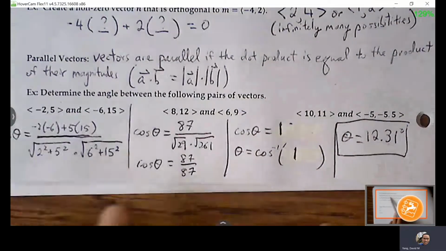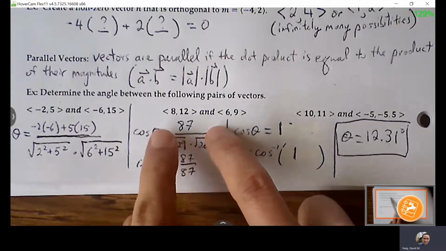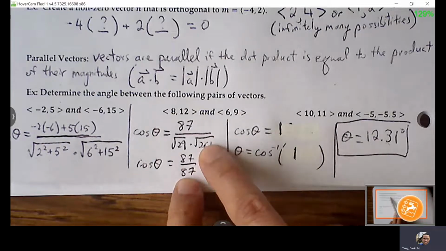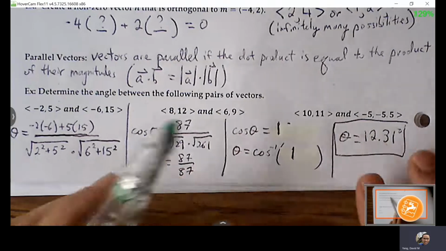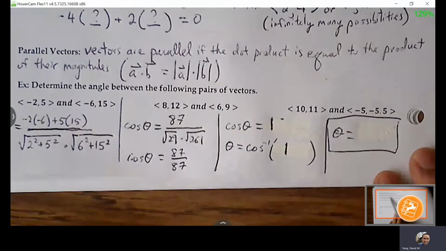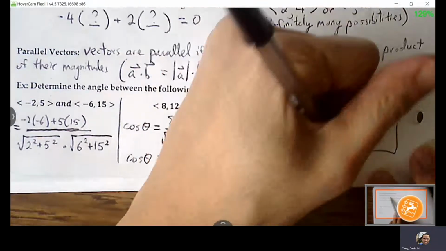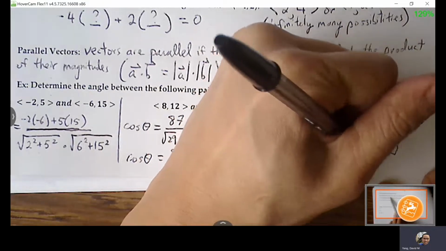Okay, so this tells us, this is an example of parallel vectors. You see how the numerator and denominator end up being the same number? That indicates that we're going to get a 0 degree angle. If we're getting 0 degrees, we're getting parallel vectors. So off to the side, we can say this is an example of parallel vectors here.